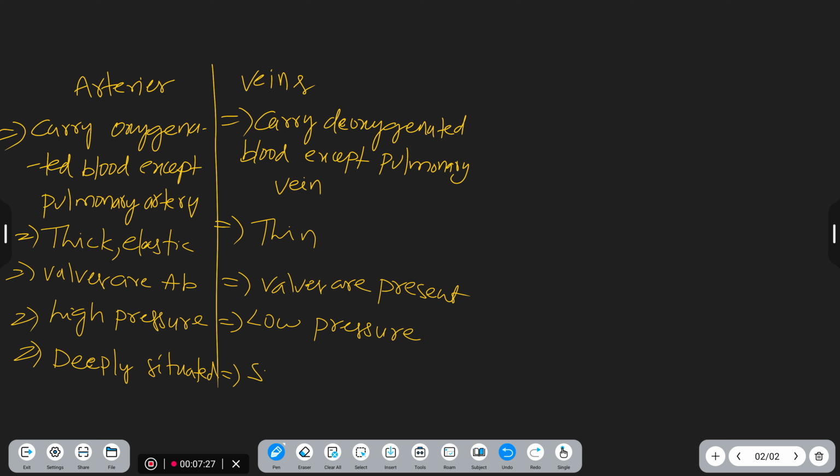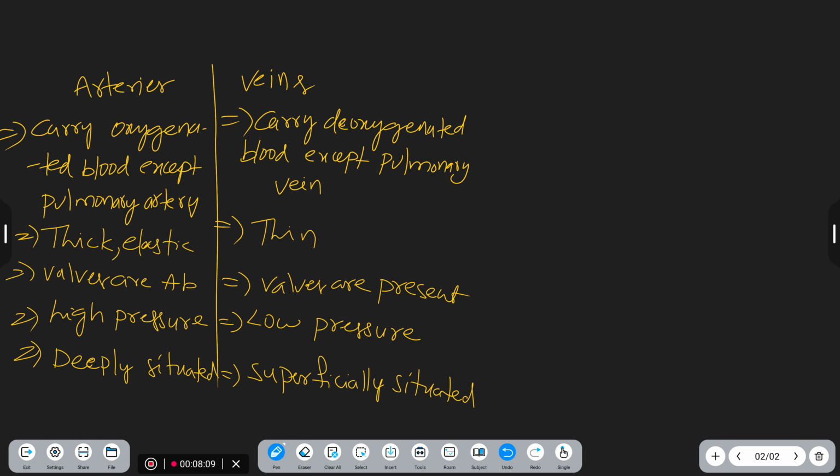Veins are superficially situated. You might have seen them, green in color, on your body. When you go to the doctor, they give an injection directly into a vein. Those are superficially situated and we can see them easily. So those situated superficially are veins, but arteries are situated deeply and carry oxygenated blood.